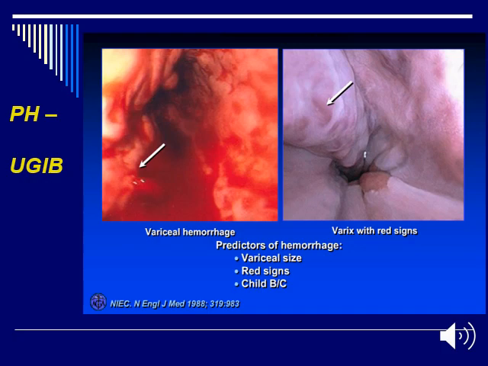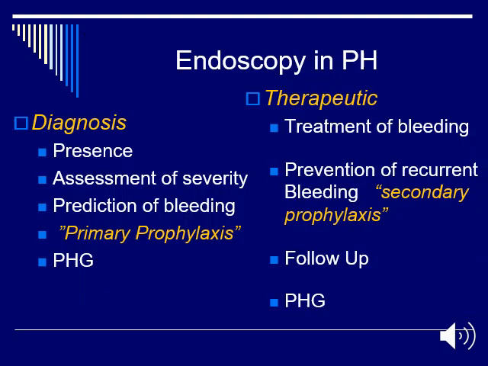There are some predictors of hemorrhage we can detect by endoscopy, such as the variceal size, which is large if above 5 millimeters, or if there are red signs like those, or if the patient has advanced liver disease, Child B or C. So by endoscopy, you can diagnose whether varices are there or not, whether they are large or small, and whether there are red wale signs or not, and you can then predict the bleeding and initiate what is called primary prophylaxis, which is trying to prevent the patient from the first bleed.